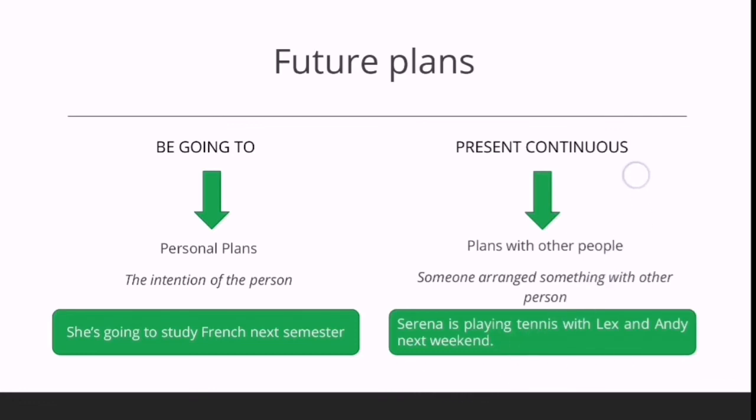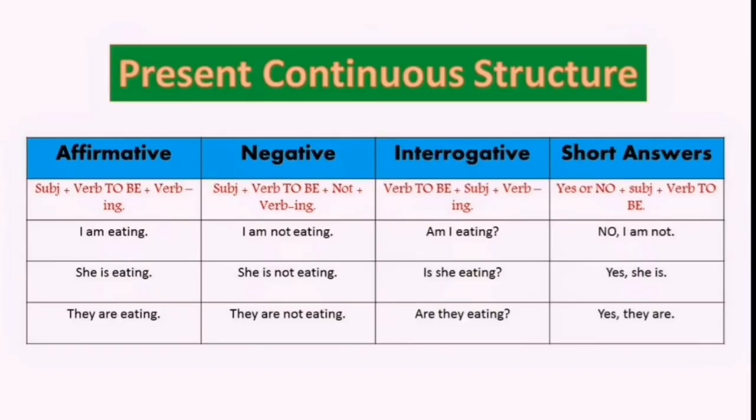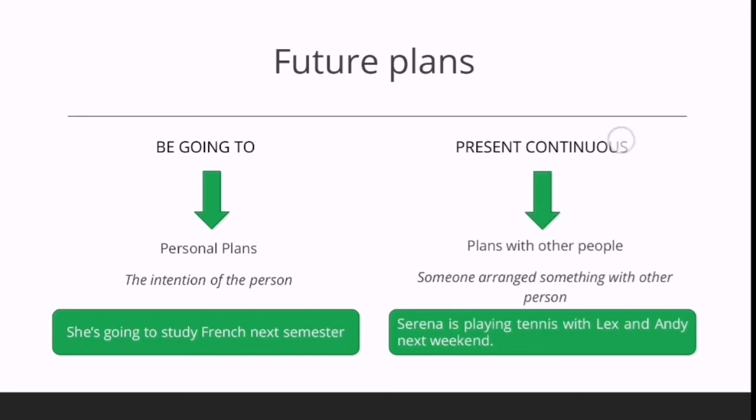And remember, when we are going to use the present continuous to talk about the future, we always need to use a future expression because otherwise it's going to get confused. Because remember that with this, we also express the present time, the present that is happening at the moment of speaking. Okay?